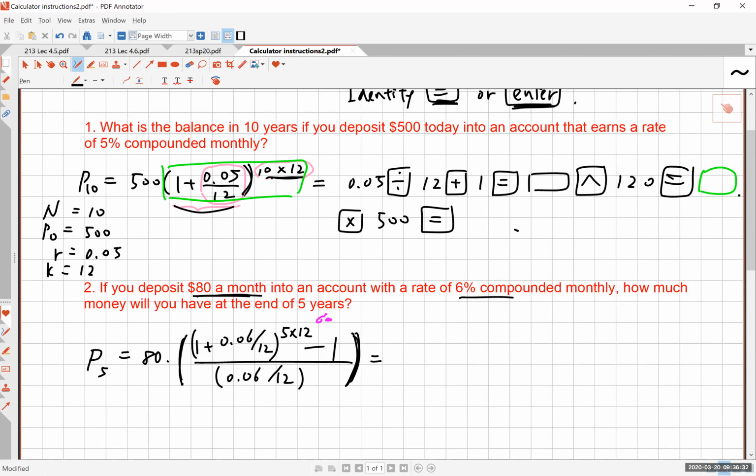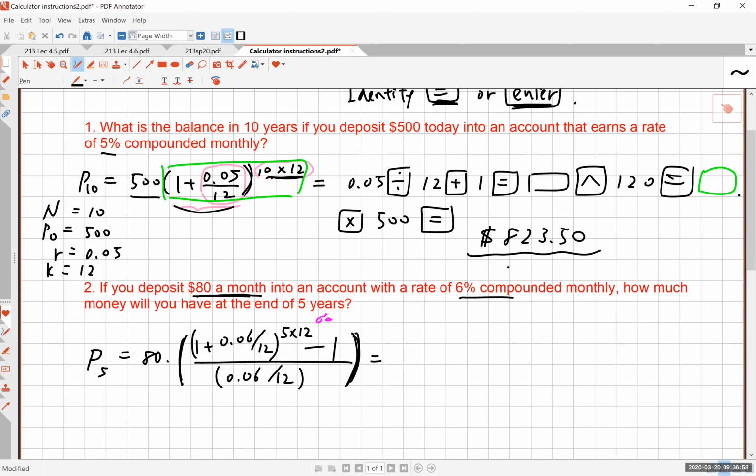All right, so the answer we got was $823.50. And then you want to make sure that this is reasonable, and it is because you have $500 with a pretty good rate of 5% for 10 years. If your answer happens to be less than 500, you know that's not correct. If your answer is negative, that's not correct. If you get an answer that's like billions and billions of dollars, then that's not correct.